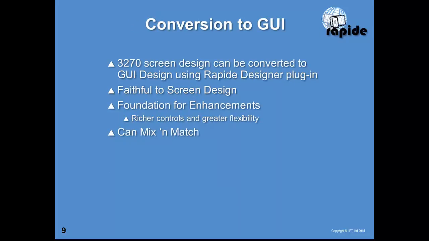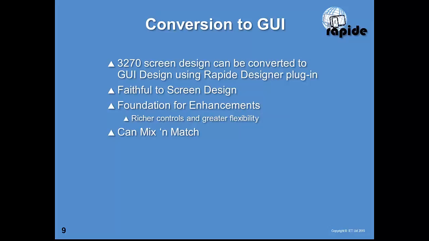For conversion to a GUI interface, you can also convert the 3270 design to a GUI design using our plugin, and with our converter it's very faithful to the screen design, so that the resulting GUI design looks identical to the screen design. If you were to take the existing screen design and generate it as a GUI with Rapide, or convert it to a GUI and then generate it, they're identical, so it's a very faithful representation. The advantage of converting to a GUI is it forms the foundation for future enhancements that you couldn't do in the screen design.